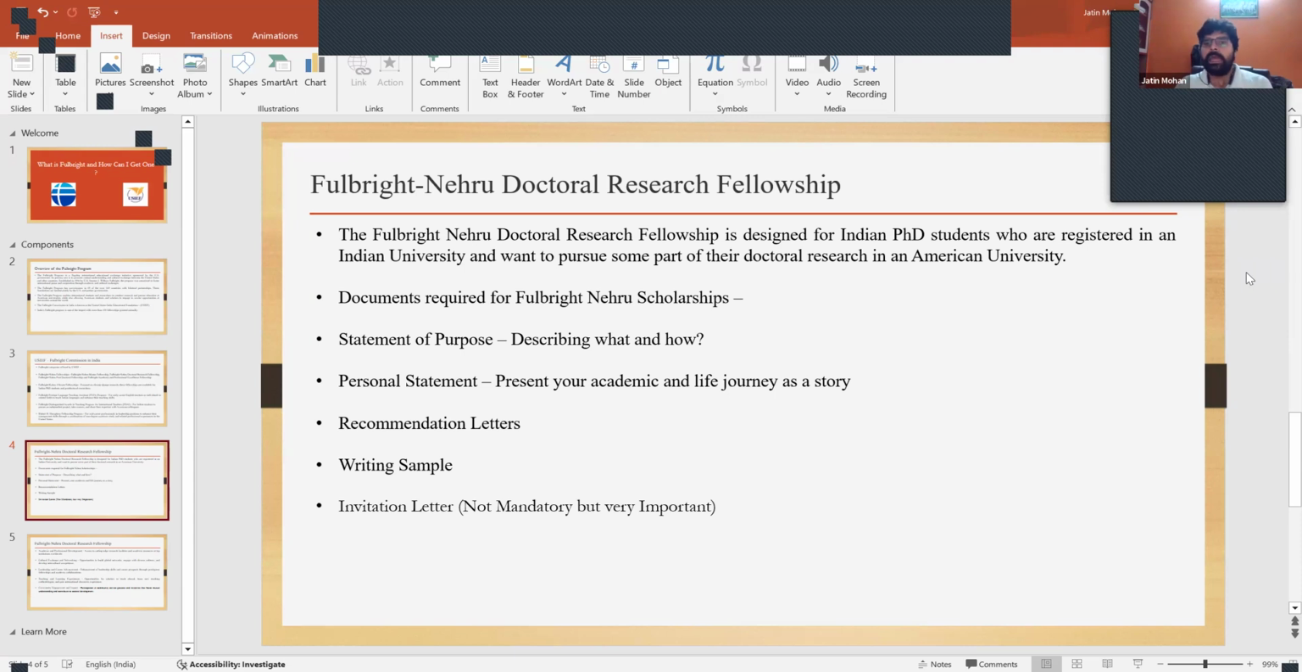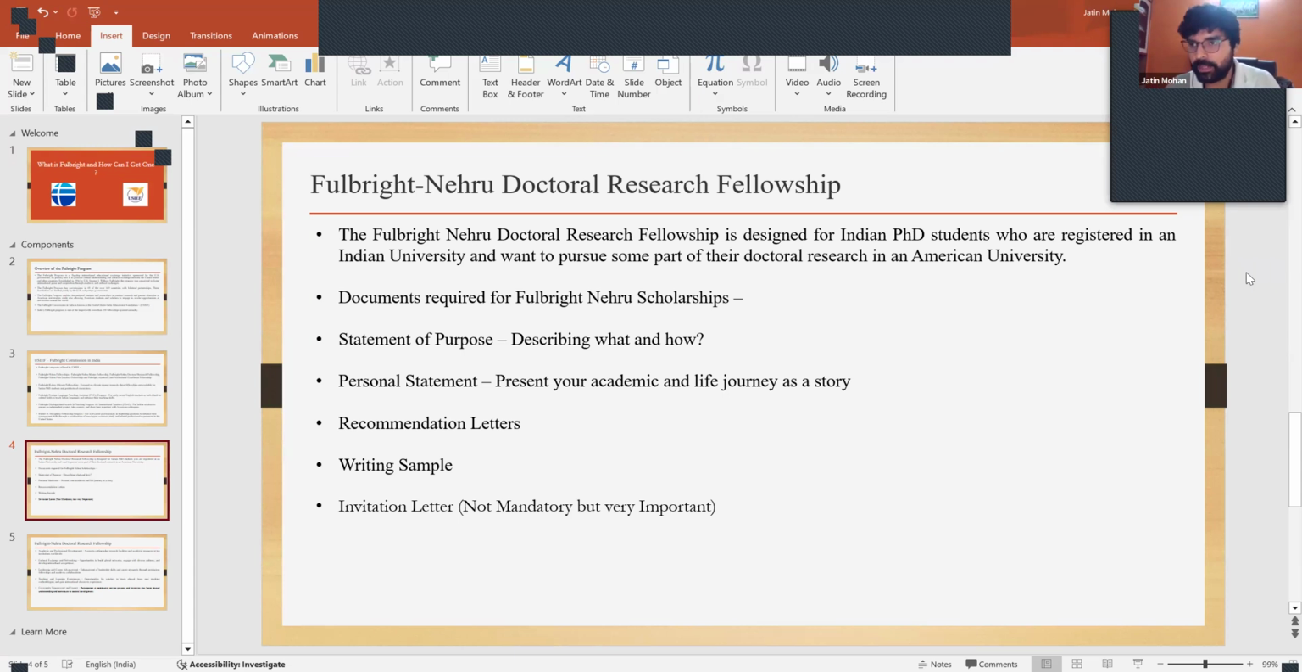And the last is the invitation letter, which is very, very important. They say it's not mandatory, but without it, your chances of getting a Fulbright go very slim. So what is an invitation letter? An invitation letter is a letter from a university in the US, from an American university, which says that we are ready to accept this particular scholar if he or she gets the Fulbright.